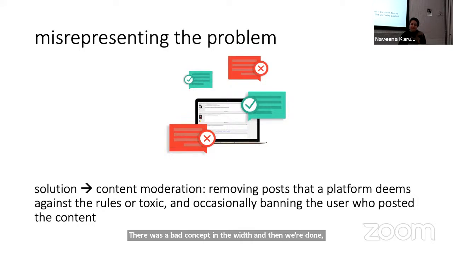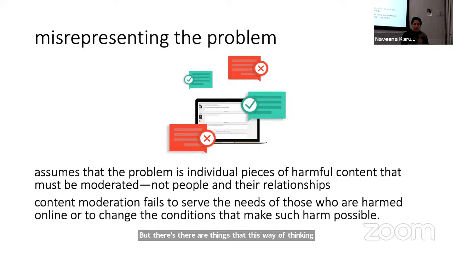But there are things that this way of thinking is entirely unable to address. The limitation is that we're thinking about the individual pieces of content as being what needs to be moderated, and not people and their relationships and the harm that's actually happening. And that's why I argue that content moderation can be helpful sometimes, but as the only mechanism used, it fails to serve the needs of the people who are most harmed online, or to change the conditions that are making that harm possible. And we need an entirely different way of thinking about what the problem of online harm is and how we address it effectively.